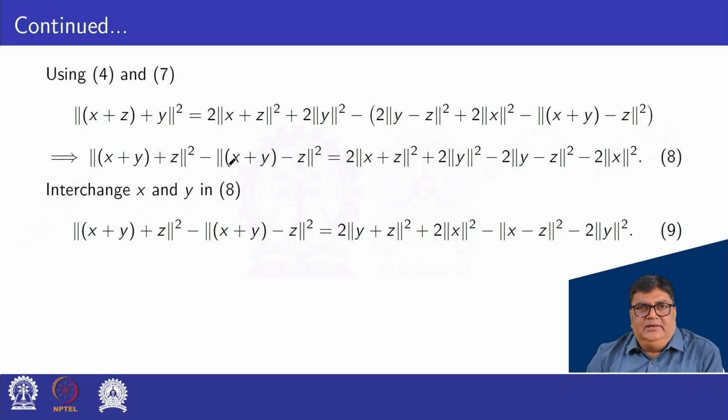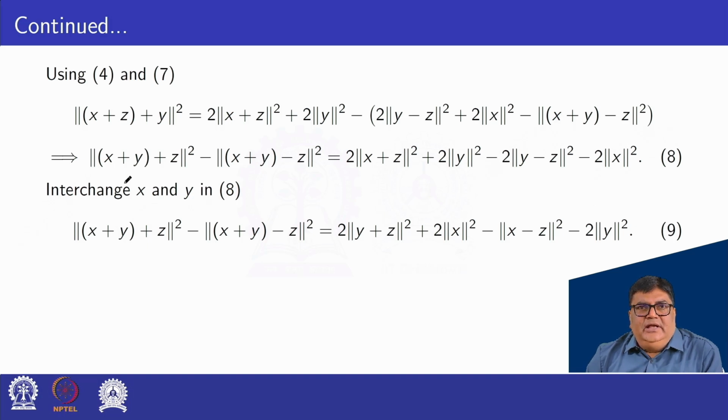So, minus norm of (x plus y minus z) square equals 2 norm of (x plus z) square plus 2 norm of y square minus 2 norm of (y minus z) square, and this is minus 2 norm of x square. This is equation 8. Interchange x and y in equation 8.